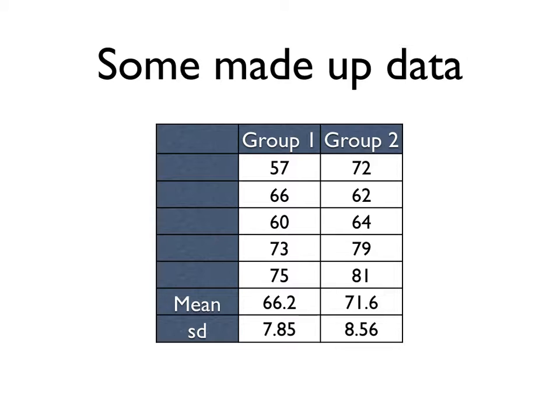So we have two groups. This group has a mean of 66.2. This group has a mean of 71.6. These are actually true. I calculated these. The standard deviation is 7.85. Standard deviation 8.56. Of course, sample standard deviation, not population. You should calculate on my calculator because it has a button that says standard deviation. After I put in some data and I push the button, it gives me the standard deviation. It's a beautiful thing.